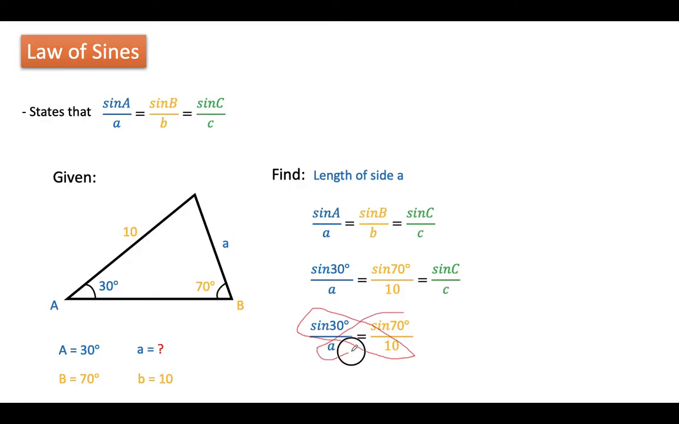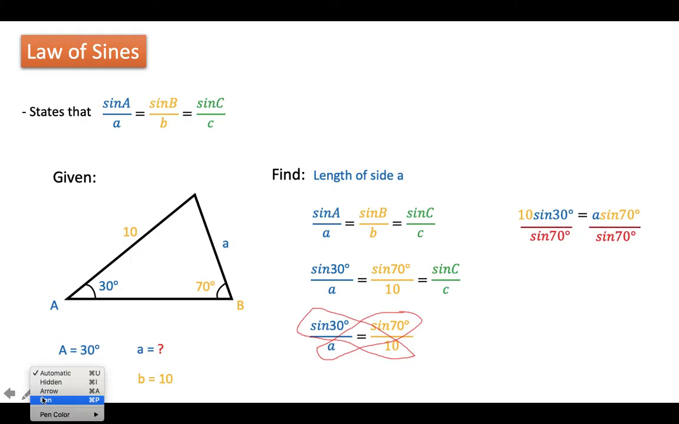Now, to solve the equation, we will start by cross-multiplying the given so that we will be left with 10 times sine 30 degrees is equal to a times sine 70 degrees. Now, to finally isolate a, divide each side of the equation by sine 70 degrees so that on the right side of our equation, a will be left alone. Then on the left side, we are left with 10 times sine 30 degrees over sine 70 degrees.